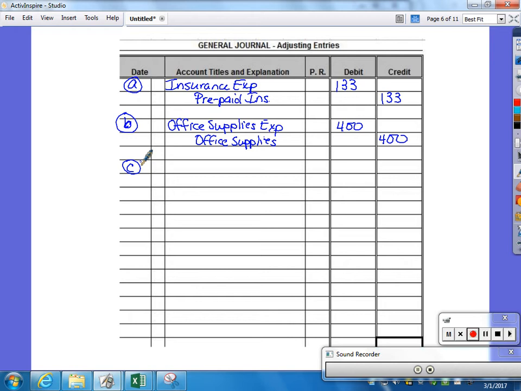Letter C says that this month's depreciation on the computer equipment is $500. So what's the adjusting entry to record here? Depreciation expense is a debit for 500. And what do we credit? Accumulated depreciation for 500 as well.